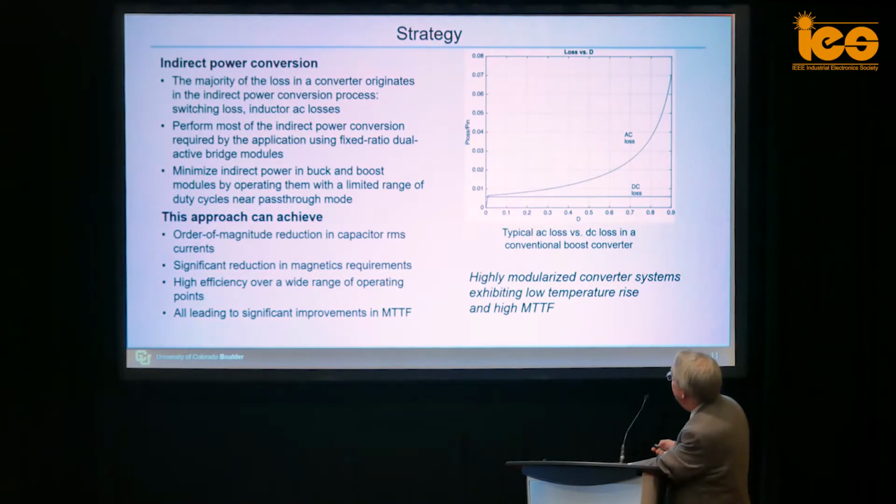Okay, so with this strategy, I'm going to demonstrate we can get, first of all, an order of magnitude reduction in the RMS currents of the capacitors, which makes them much smaller. Really, the capacitor filtering is filtering the indirect power, the AC currents. So if we minimize those, we can minimize the capacitor size. We can also reduce the magnetics requirements because they don't have to store as much of the indirect power. And we get high efficiency over a wide range of operating points because we're mostly seeing the DC loss.